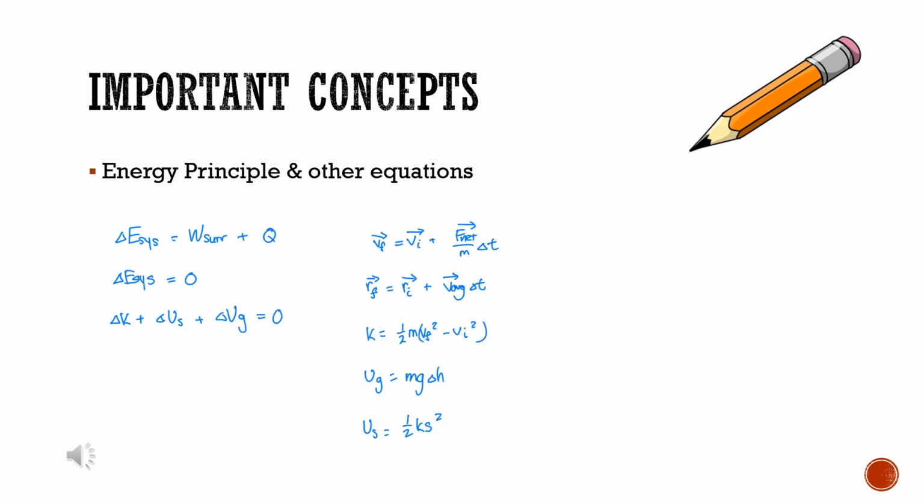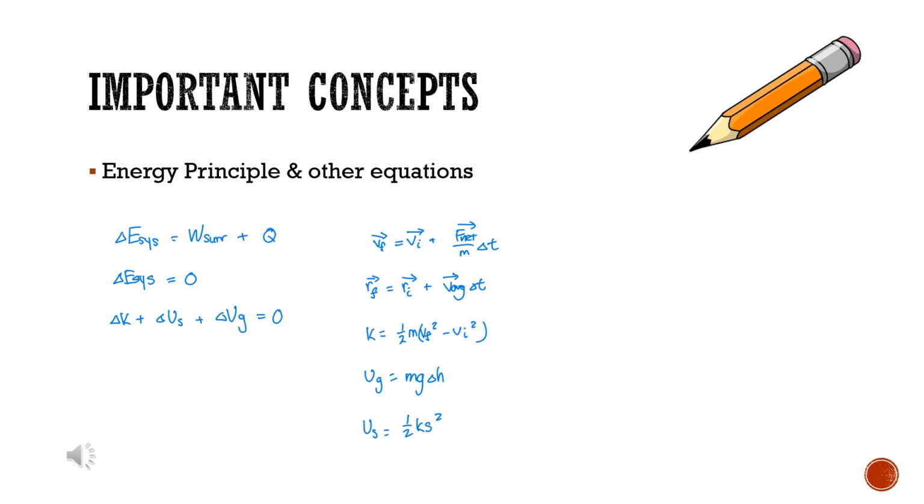Some other important concepts include the energy principle. The energy principle states that the change in energy of a system is equal to the work done on the system by the surroundings and the exchange in thermal energy between the system and the surroundings. It is also important to note that energy can never be created nor destroyed, however it can be transferred from one form to another. So the total energy change of the system should be equal to zero.